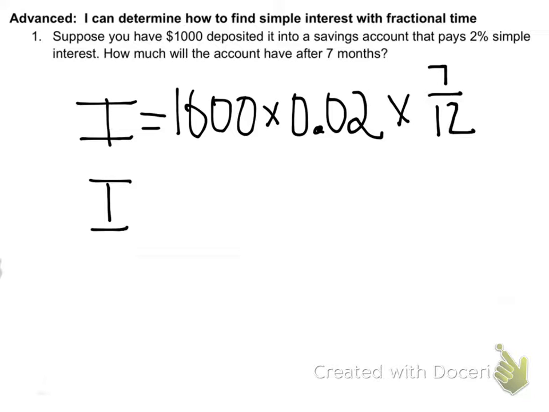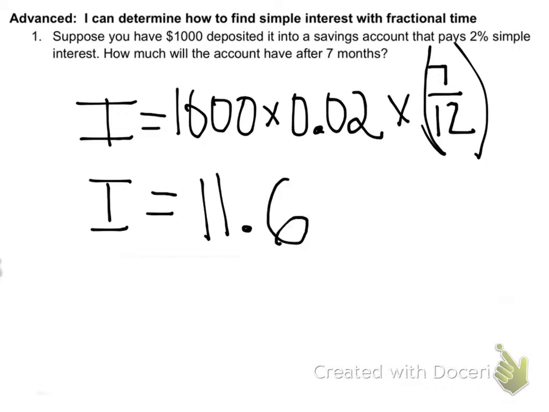So, go ahead, trusty calculator. I'm seeing 1,000 times 0.02 times 7 over 12. When I put a fraction in my calculator, please use parentheses just to make sure that the fraction stays grouped together. What I get is not a realistic number because it is 11.666 repeating, which we know is 2/3, and so how do you have 2/3 of a cent? Well, we just round up.